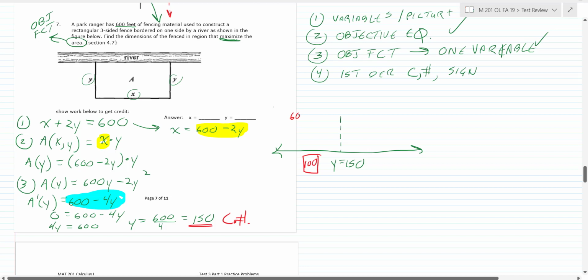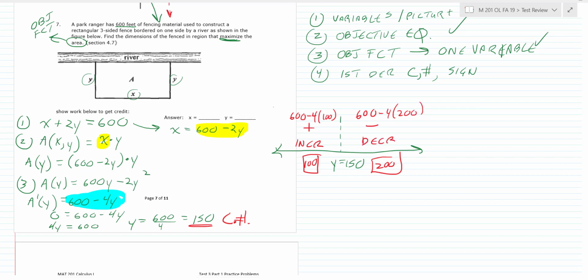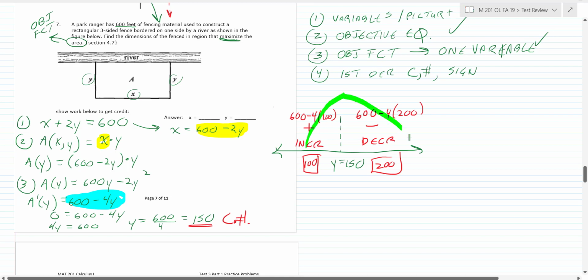if you do 600 minus 4 times 100, that gives you a positive number. That means the function increases. If you take a number bigger than 150, like say 200, plug it in, you get 600 minus 4 times 200. That gives a negative. That means the function's decreasing. So what it means is this graph is going up, hits a high point, goes down. So that right there verifies that that 150 is a max. Okay, that's one way to do that.